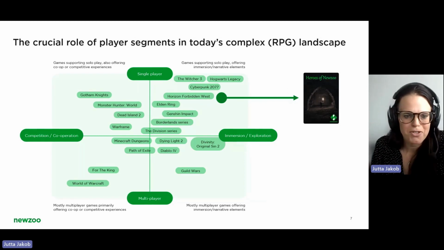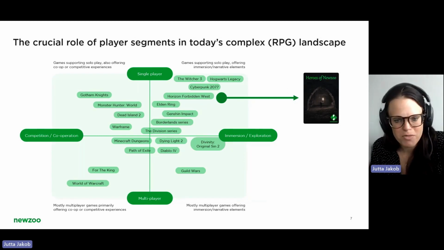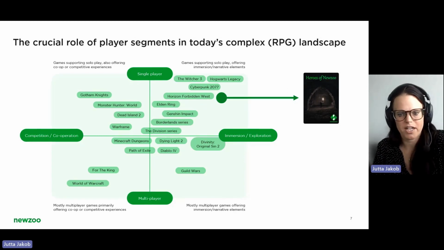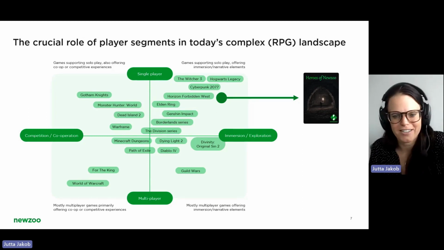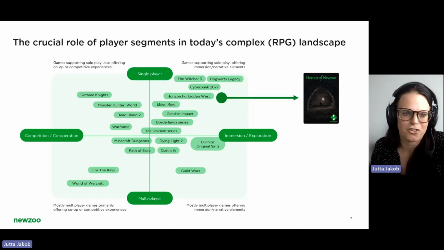We made this map using data from our Game Performance Monitor, which provides title-level engagement data for over 1,000 PC and console titles. While we could have added many more games, our main goal is to highlight the crowded and competitive nature of the space.